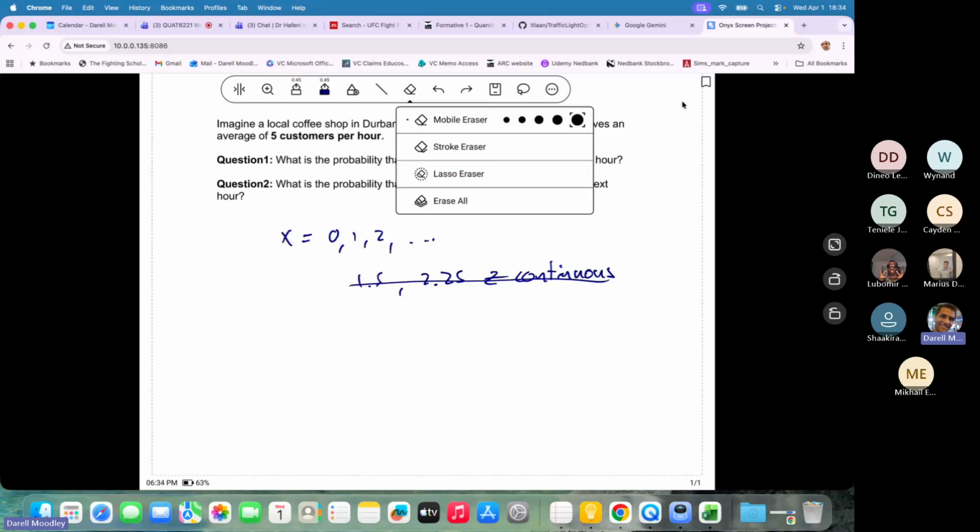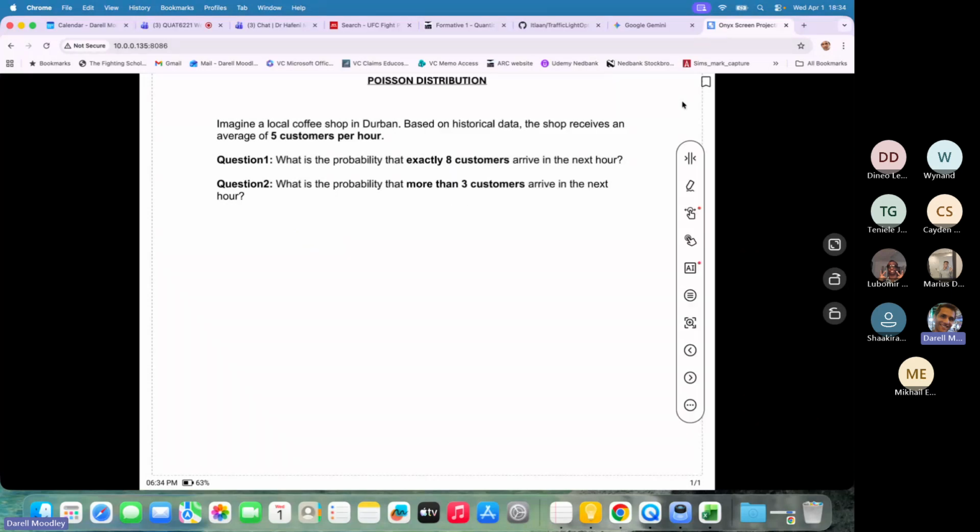Let me just erase this, and I'll look at the question. I'll give you an idea of how to identify whether to use a Poisson distribution. So remember in the exam, in your second assignment, the question will not tell you to use the Poisson. You've got to figure it out. So let's say you're given this information. It says, imagine a local coffee shop in Durban, and based on historical data, the shop receives on average 5 customers per hour.